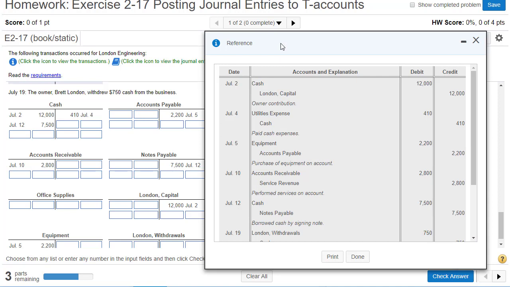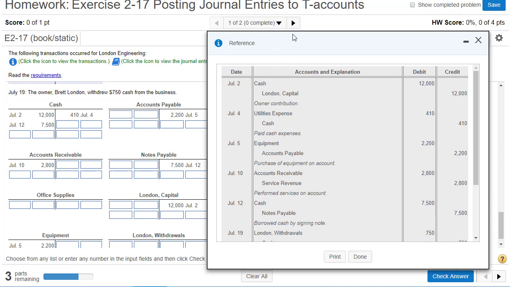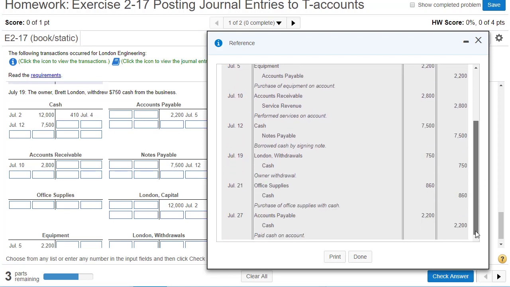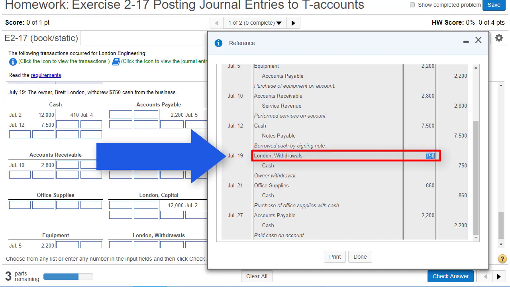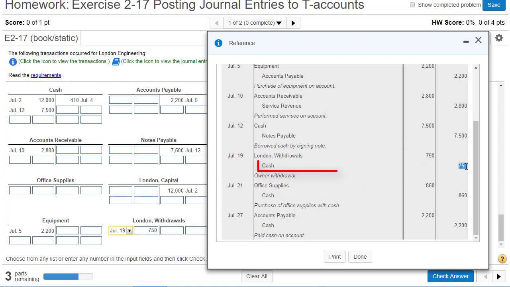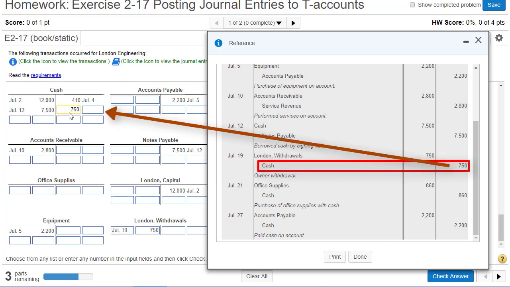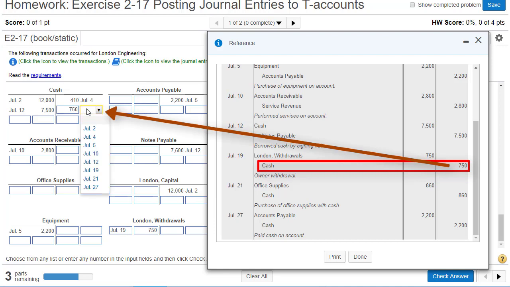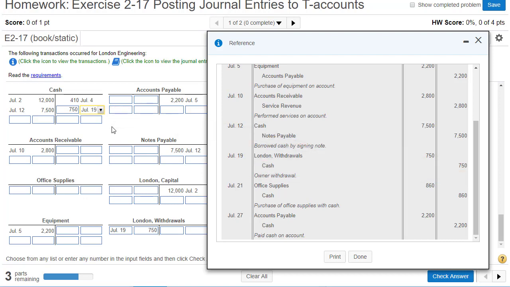Hopefully your monitor is bigger than mine so you can get this box out of the way a little bit better. Next, we're now doing the July 19th transaction. So we've got the withdrawal account, $750 on the left side. Withdrawals are down here, $750, July 19th. And then we've got cash on the right side, $750, July 19th.